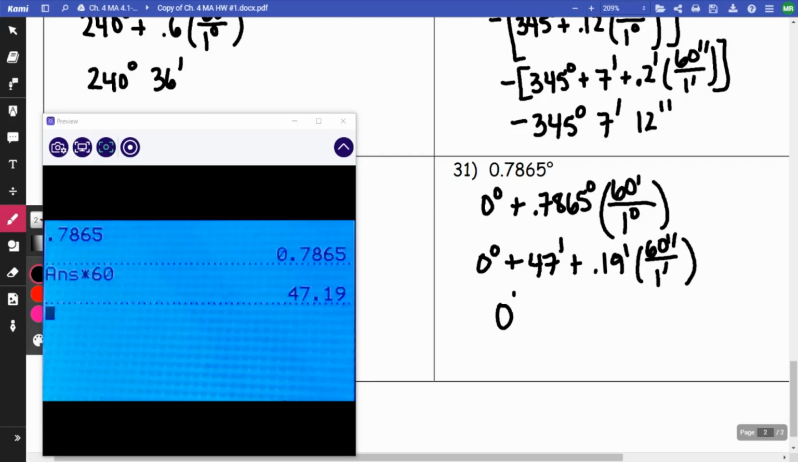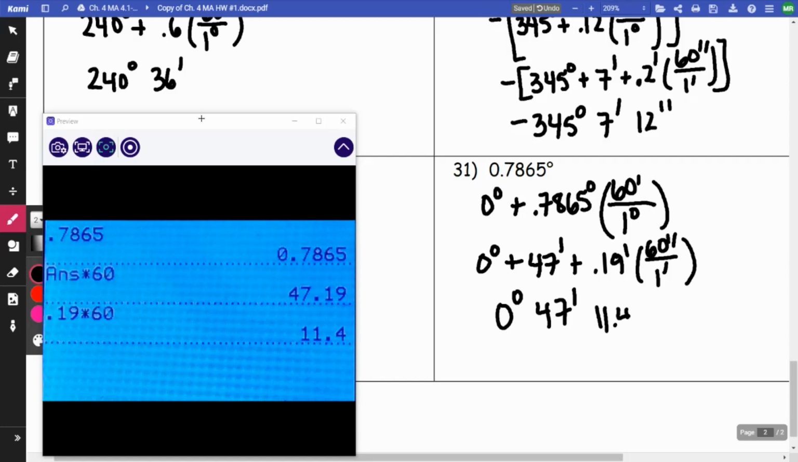So I'm going to get 0 degrees. I'm going to get 47 minutes. And when I take 0.19 times 60, I end up with 11.4 seconds. I don't take that decimal and break that down further. And that's going to be my final answer.